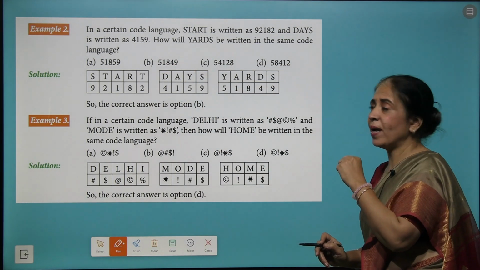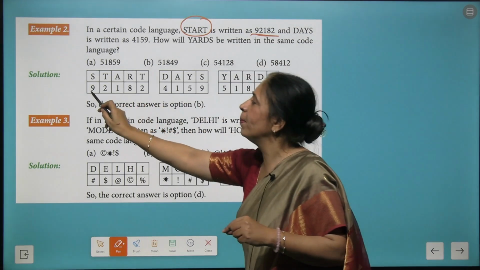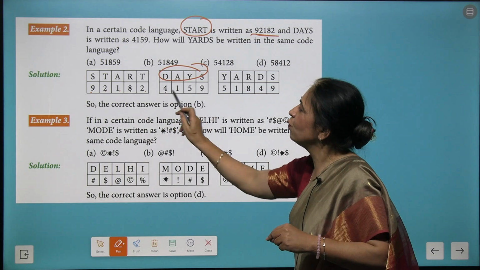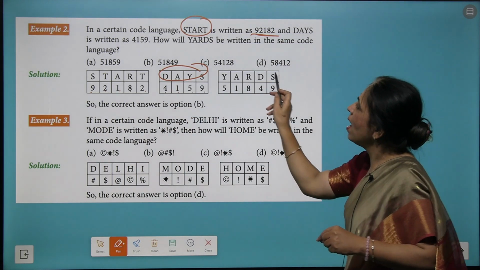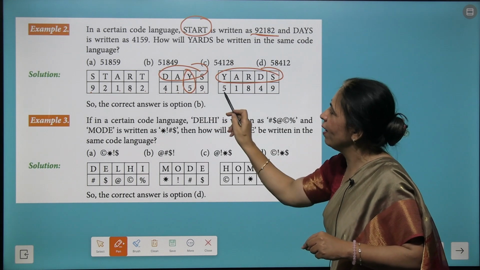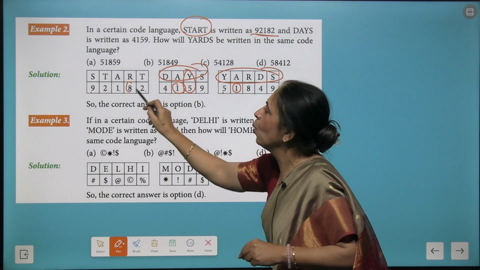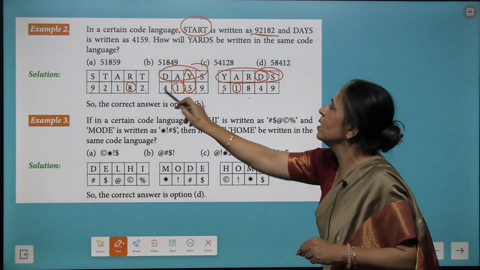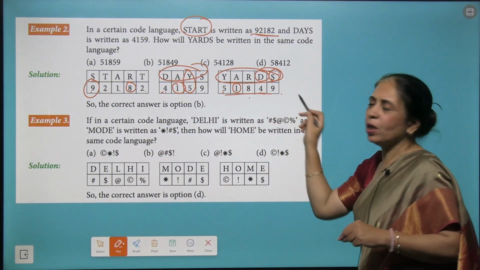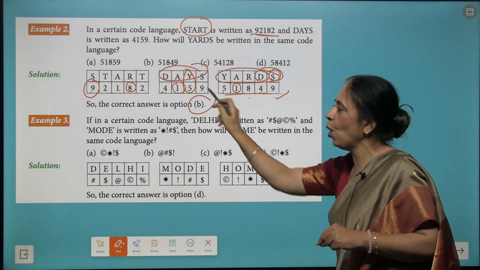Let's look at another interesting question. Here we have to write start and it is written with the number 92182, and then days is written as 4159, and yards has to be written now. So how are you going to write yards? We pick 5 from here, we pick 1 from here for A. For R we write down 8, for D it is 4, and for S it is 9. So we got the code. It is 51849, which is your B option.